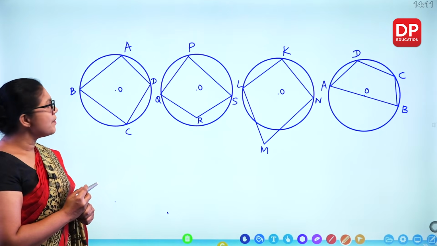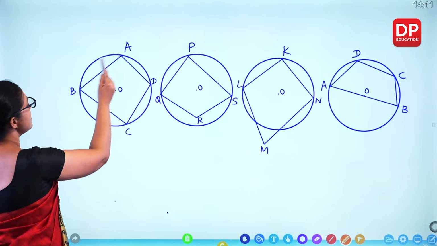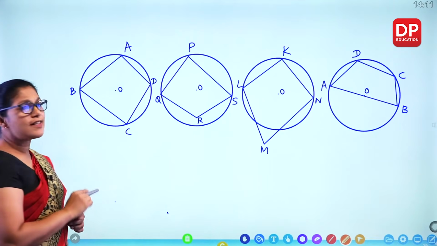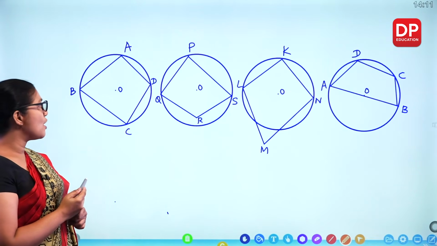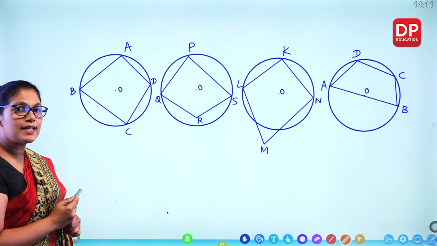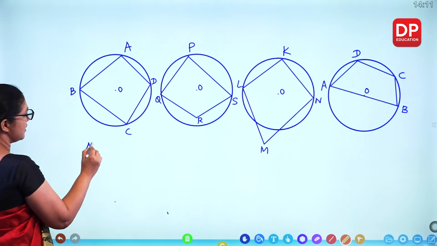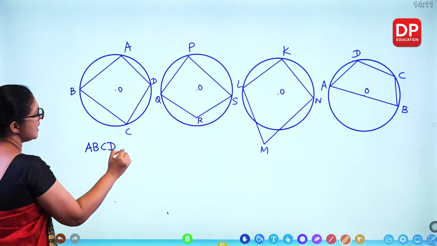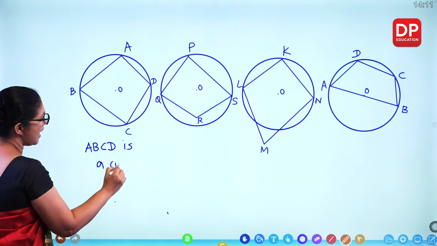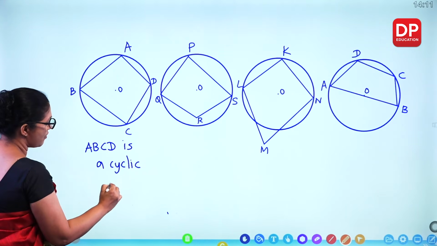Look at these diagrams. So this is A, B, C, D points on the circle. So what can you say about the quadrilateral ABCD? It's a cyclic quadrilateral. ABCD is a cyclic quadrilateral.